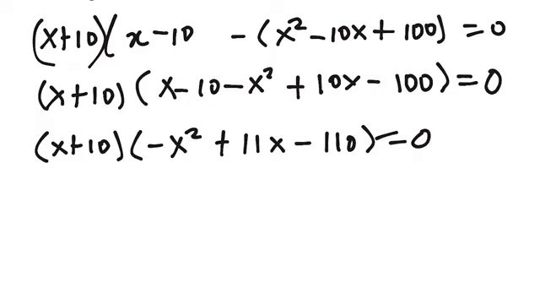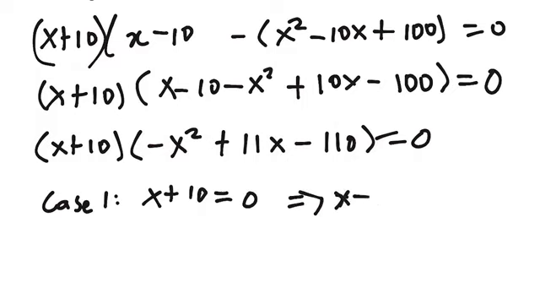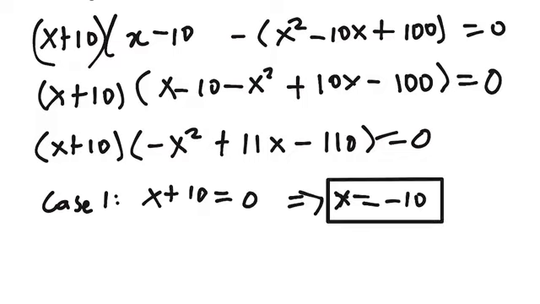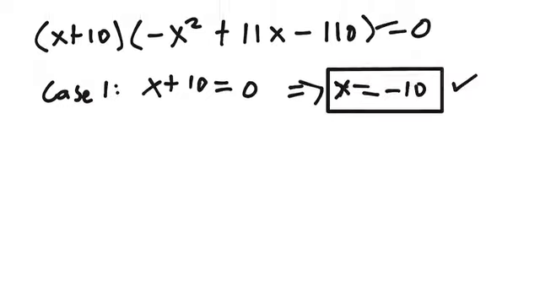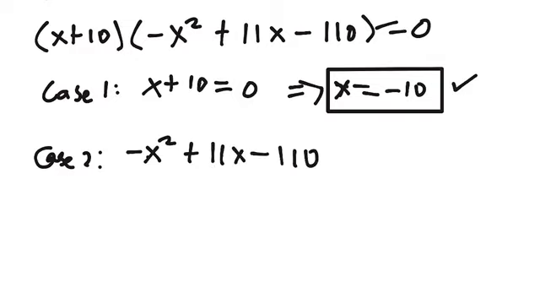Now from there, you can see that for case 1, x plus 10 is equal to 0, which implies that x is equal to minus 10. So we have one solution. Then going forward, we take the second case, which is case 2. We're going to have minus x squared plus 11x minus 110 equals 0.